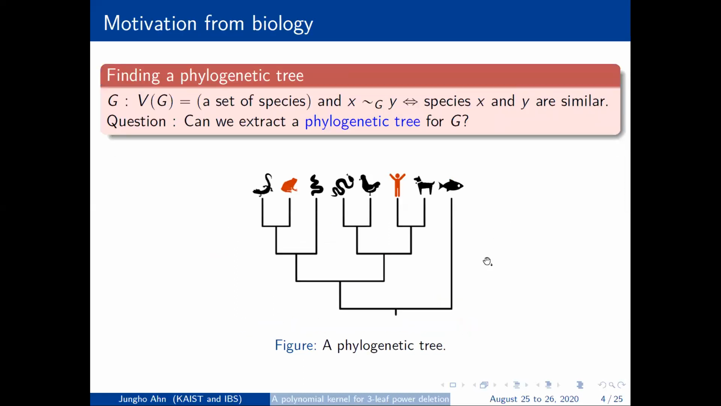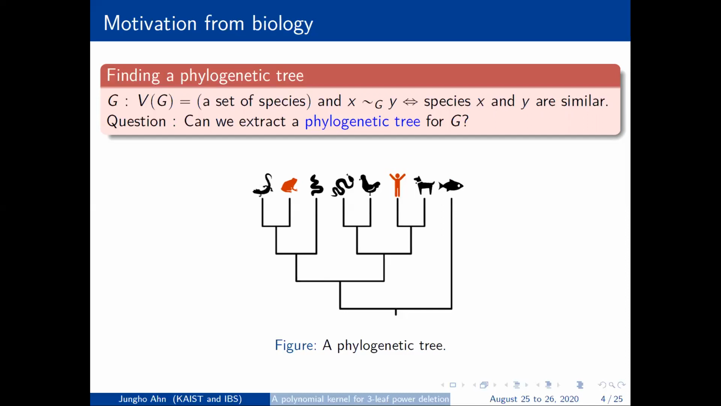The motivation to study this graph class originally came from computational biology. One main goal of computational biology is to find a phylogenetic tree. So what is a phylogenetic tree? It is a rooted tree where leaves correspond to species, and if two leaves are close to each other, then it means that they are similar in a sense of species. Given a graph G whose vertex set is a set of species, and edges represent some similarity among species, some biologists may ask whether we can extract some phylogenetic tree for G.